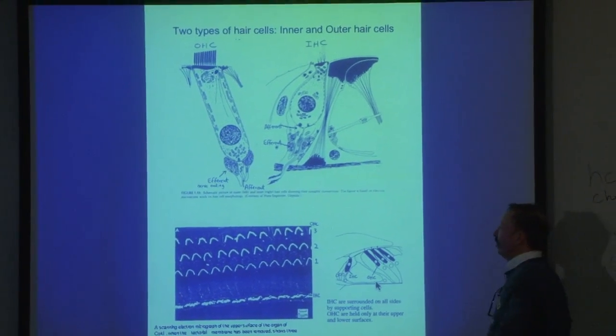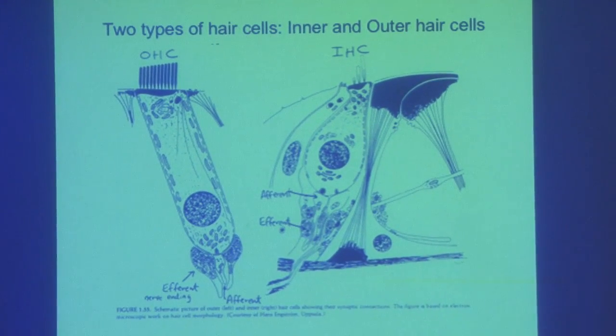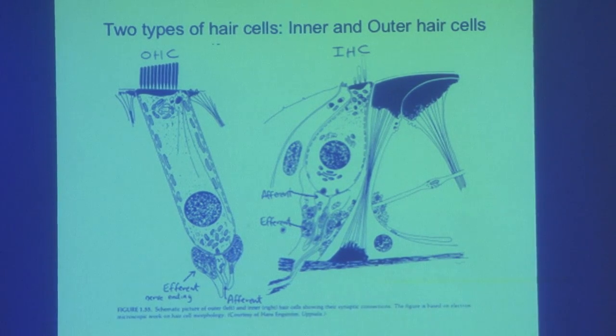And all mammals have these two types of hair cells, outer and inner hair cells. Birds have hair cells that are also of several classes. They have what are called tall and short hair cells. They're a little bit different from outer and inner hair cells. Reptiles generally have one type of hair cell. So the inner and outer hair cell distinction is true for mammals, mainly.